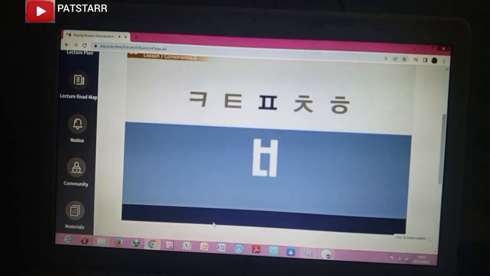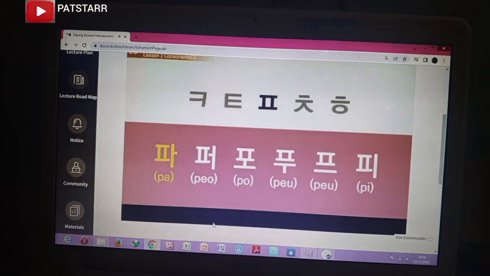Piup is made by adding extra strokes to piup. This consonant also has a strong sound. Listen carefully. 파, 퍼, 포, 푸, 프, 피.